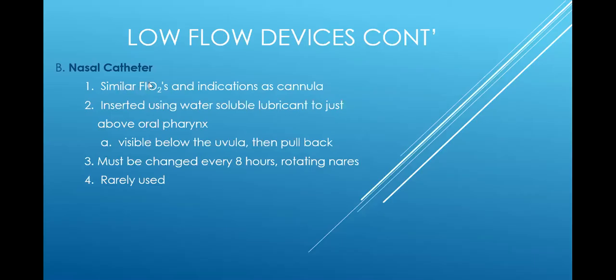So the nasal catheter is the next low flow device, still on kind of the same level as the cannulas. It's not a step up, it's like a step to the side, okay? If you don't want it in the nose, the reason why we use that is because you can use less flow. Because if I already have it way down by the uvula, then I don't have to think about air going in, entraining around the nose too much, right?